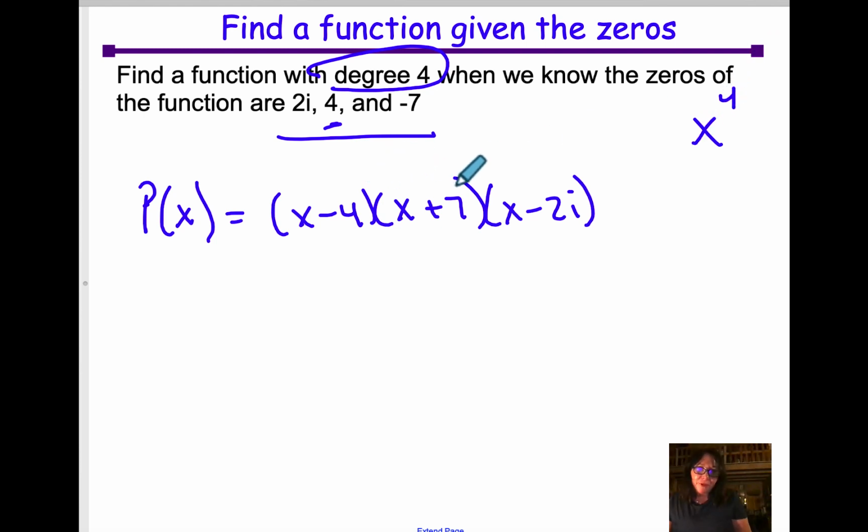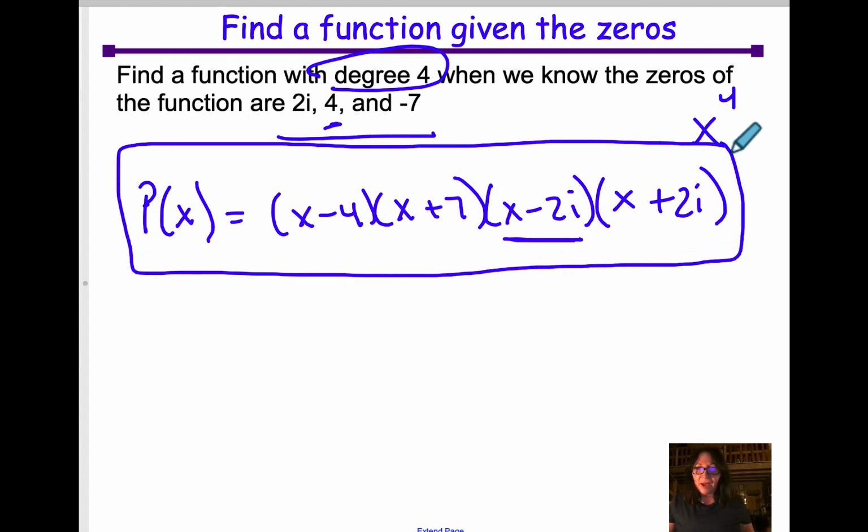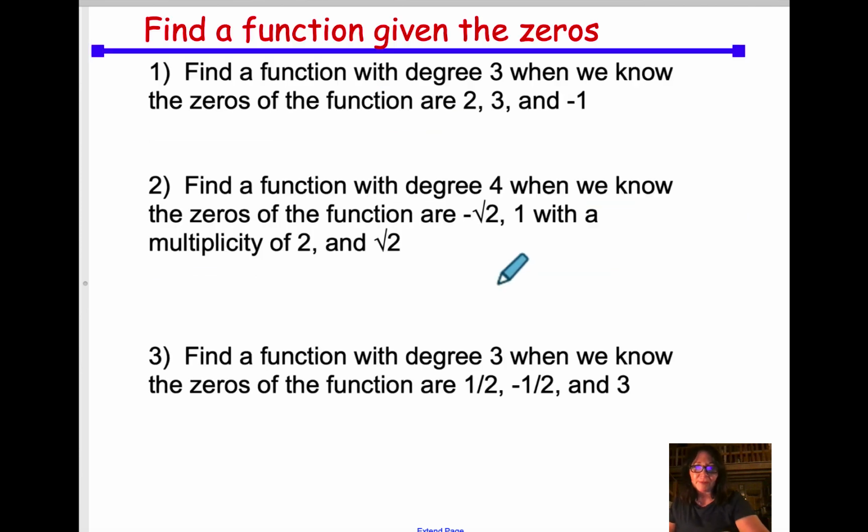So I only have 3 factors here. That means that, remember, this is imaginary. This should be x plus 2i. Now I'm not going to make you put that in standard form yet, but that's how I would write my equation as a product of linear factors.